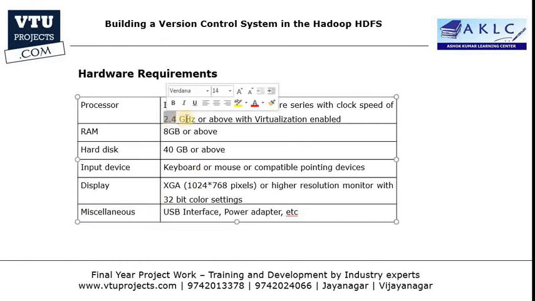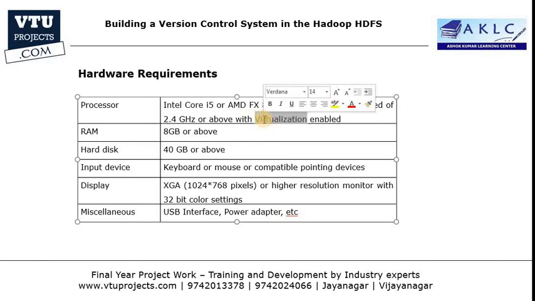minimum 2.4 GHz processor, and most importantly virtualization should be supported by that machine. Because we need to install Hadoop, and Hadoop cannot be installed on Windows. We need a Linux operating system for that. Rather than installing the Linux operating system, we will use VirtualBox. So virtualization should be enabled on that machine.